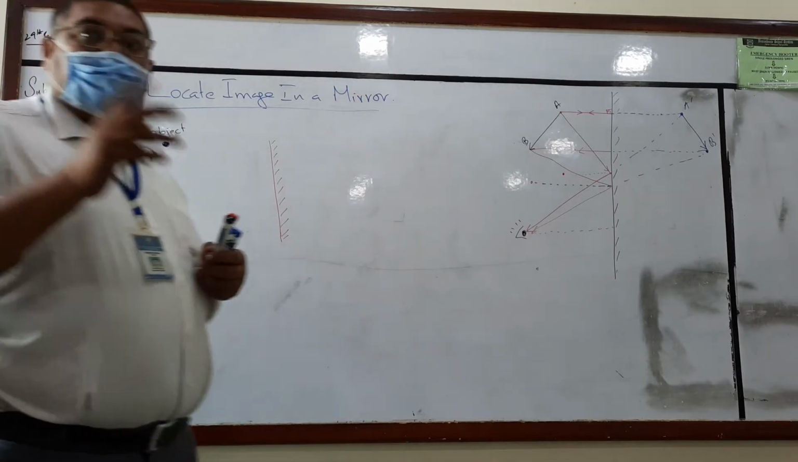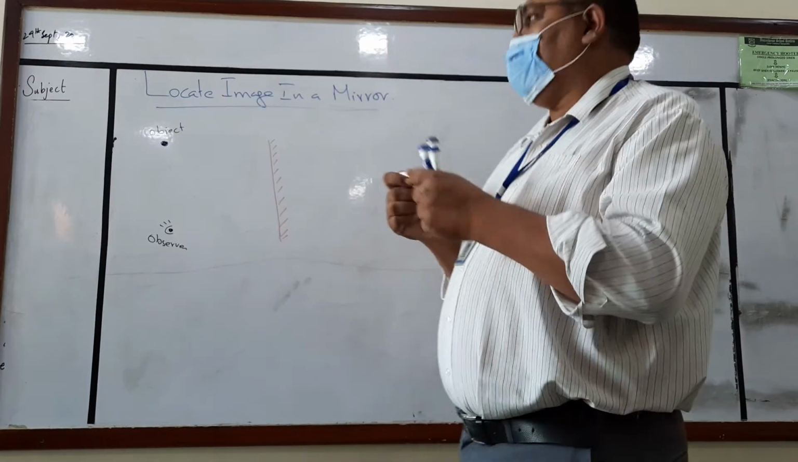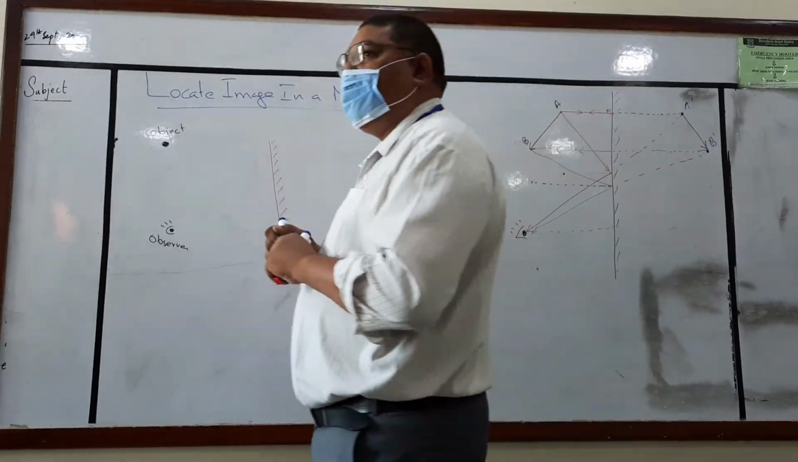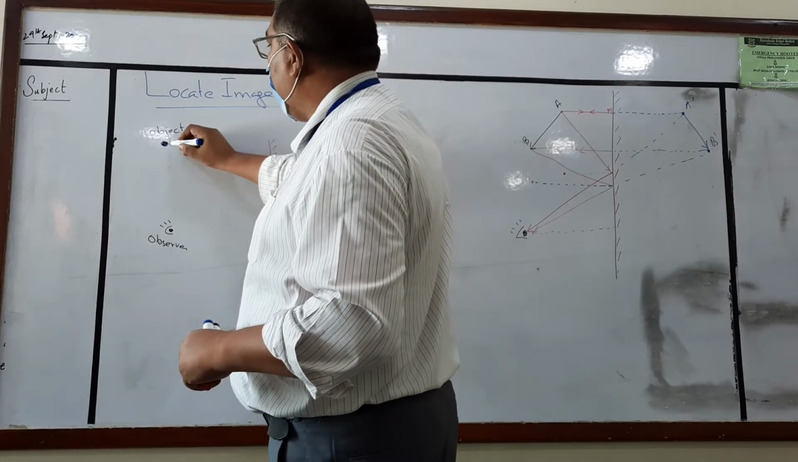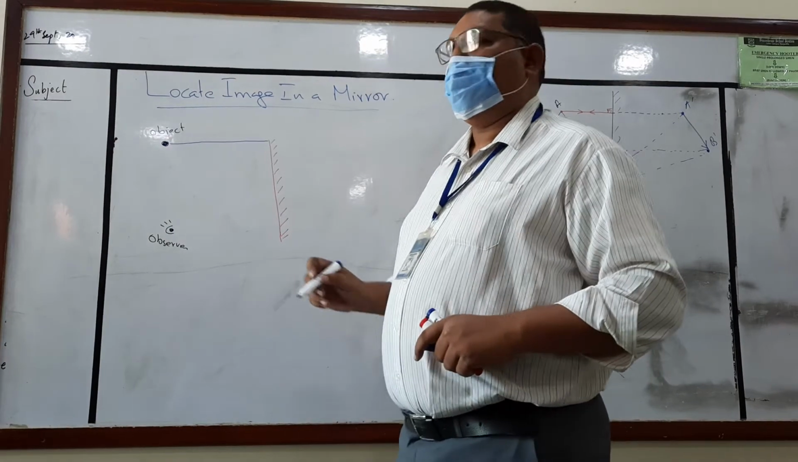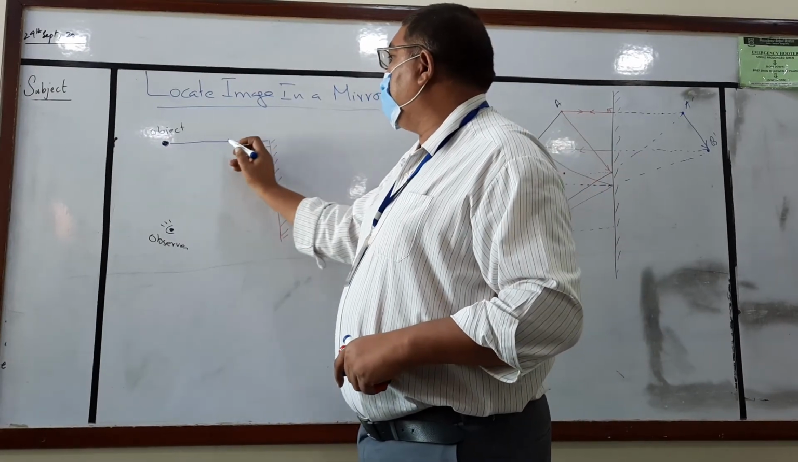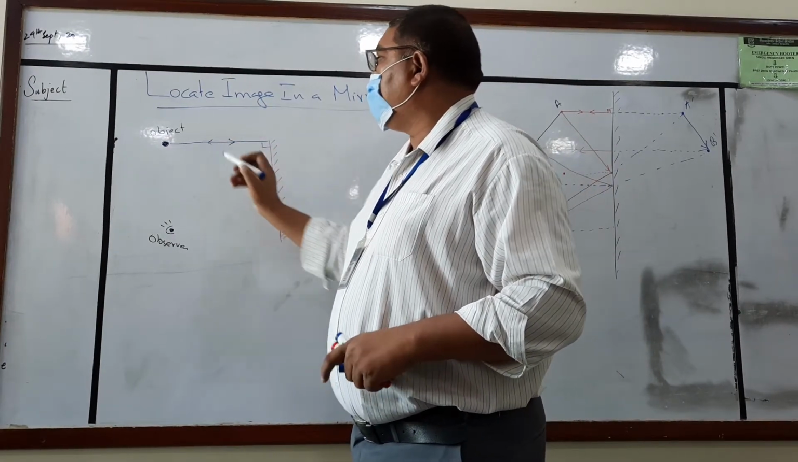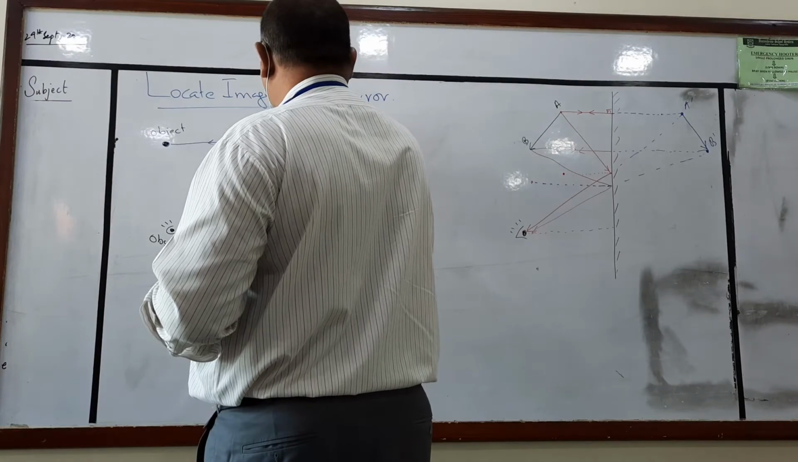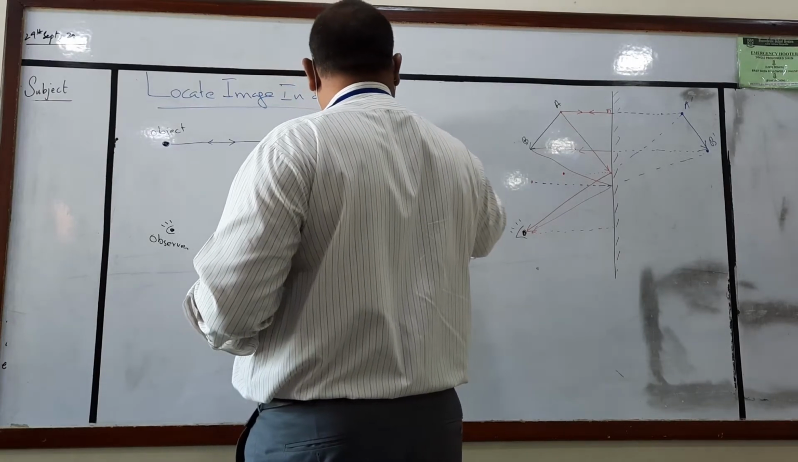This is a different technique, okay? In this technique, what I do, this is a rule, basically. You start a ray from here, you directly come to the mirror. That makes a 90-degree angle with the mirror. So this light is coming and is going back. Then you prolong it behind the mirror.